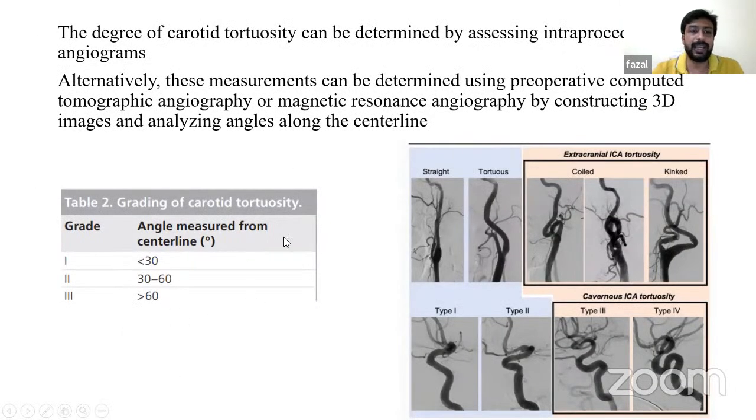And there is a grading of carotid tortuosity. If you have done an MR angiogram or a CT angiography, you draw a center line on the arch and from there you calculate the angle. If it is less than 30, it is grade 1; 30 to 60, grade 2; and more than 60, grade 3. As I was telling, for grade 3, open cell types are better, and for grade 1 to grade 2, closed cell types are always better.